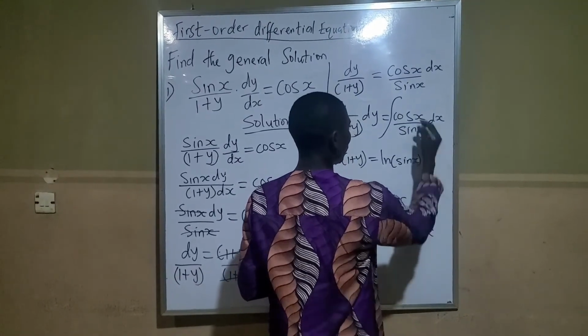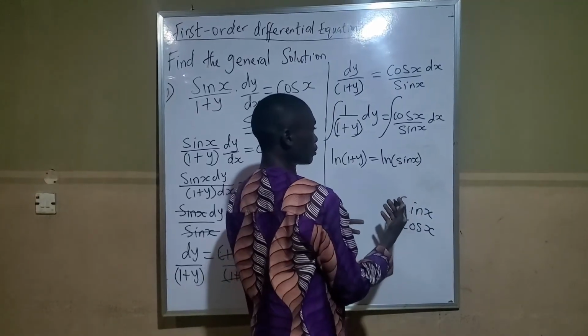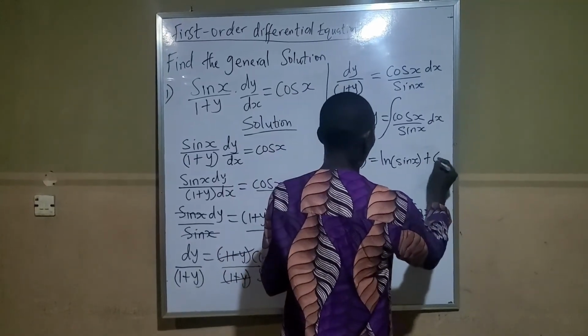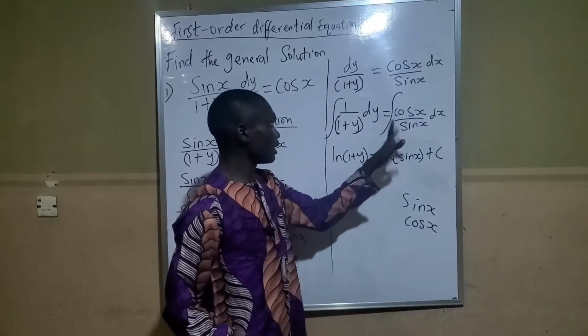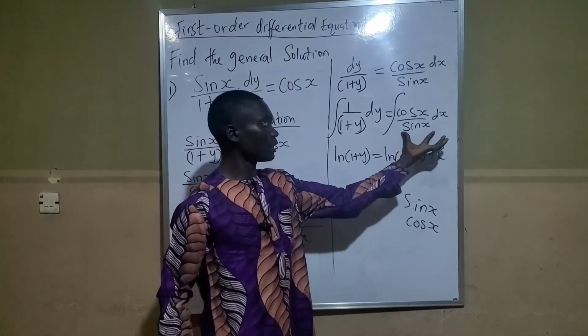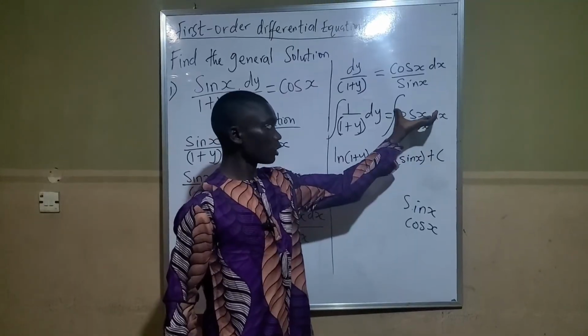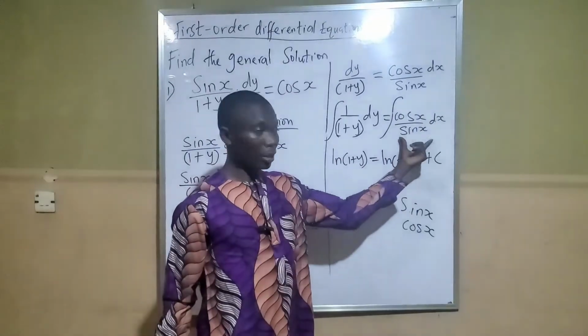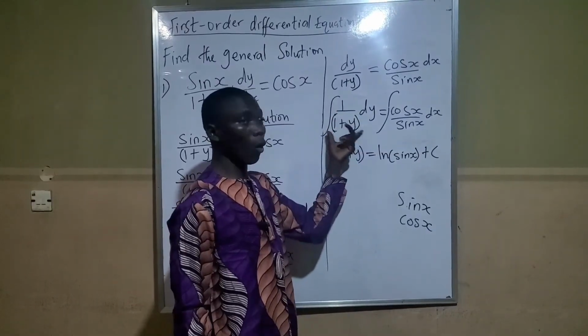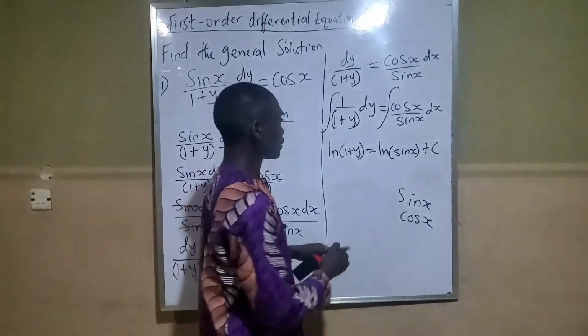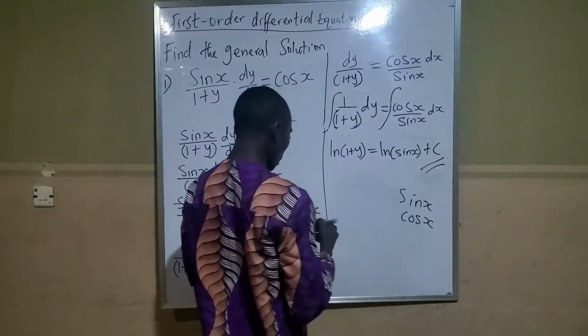Mind you, whenever you are integrating, you must include your constant. I hope you understood. Whenever you are integrating and you notice that if you differentiate the denominator it gives you the numerator, just take the ln of the denominator. So this is our final answer.